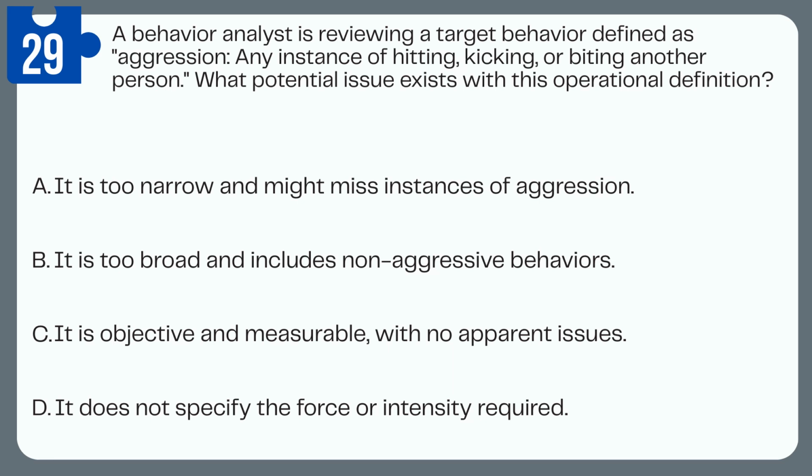Question 29. A behavior analyst is reviewing a target behavior defined as aggression. Any instance of hitting, kicking, or biting another person. What potential issue exists with this operational definition? A. It is too narrow and might miss instances of aggression. B. It is too broad and includes non-aggressive behaviors. C. It is objective and measurable, with no apparent issues. D. It does not specify the force or intensity required.